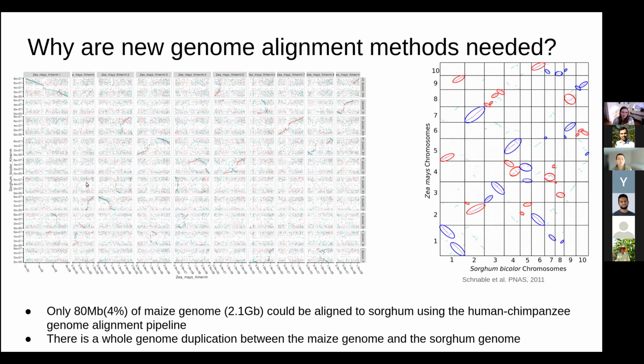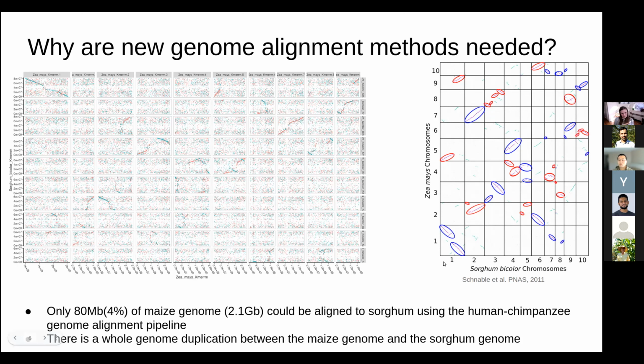So here I'm showing the results of the genome alignment between maize and sorghum. Maize and sorghum are two related species that diverged about 12 million years ago. We performed alignment using a pipeline widely used to align the human genome and chimpanzee genome. We could find only 4% of the maize genome that could be aligned to sorghum. It looks like there are a lot of regions that could be aligned, but if we look at the base pairs, only 4% could be aligned.